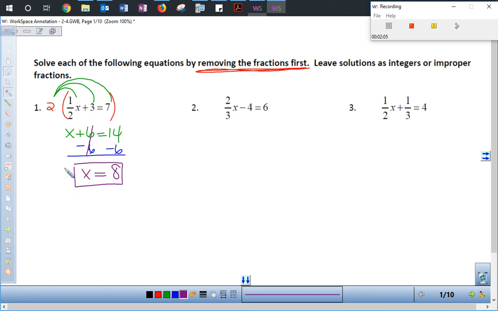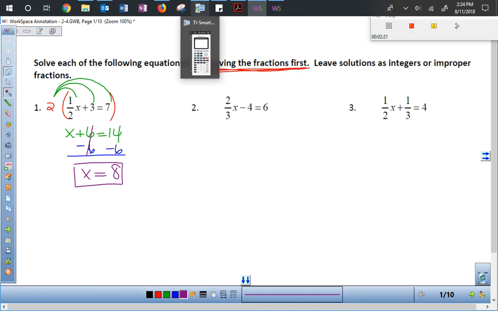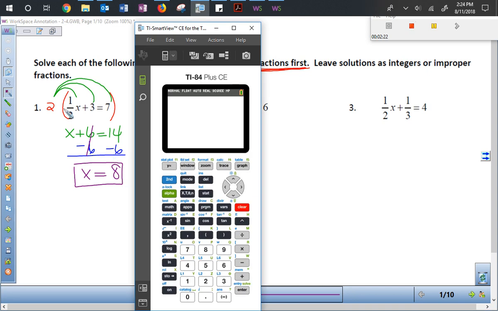Now that I have the variable all by itself, I can put a box around it, and I want to check it. Now here's what's important. When you check your answer, I want you to substitute it back into the original equation, the one that they typed up and gave to you, not this one that we simplified. That's really going to tell us if we got it right or wrong. So I want to take 8 and substitute it in for x.